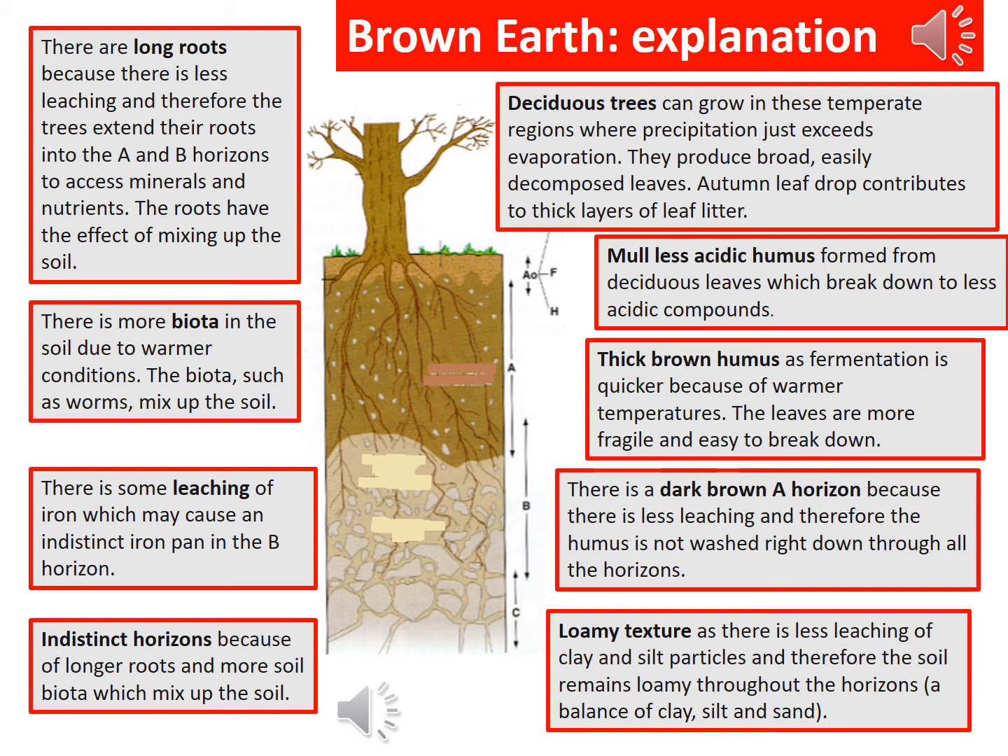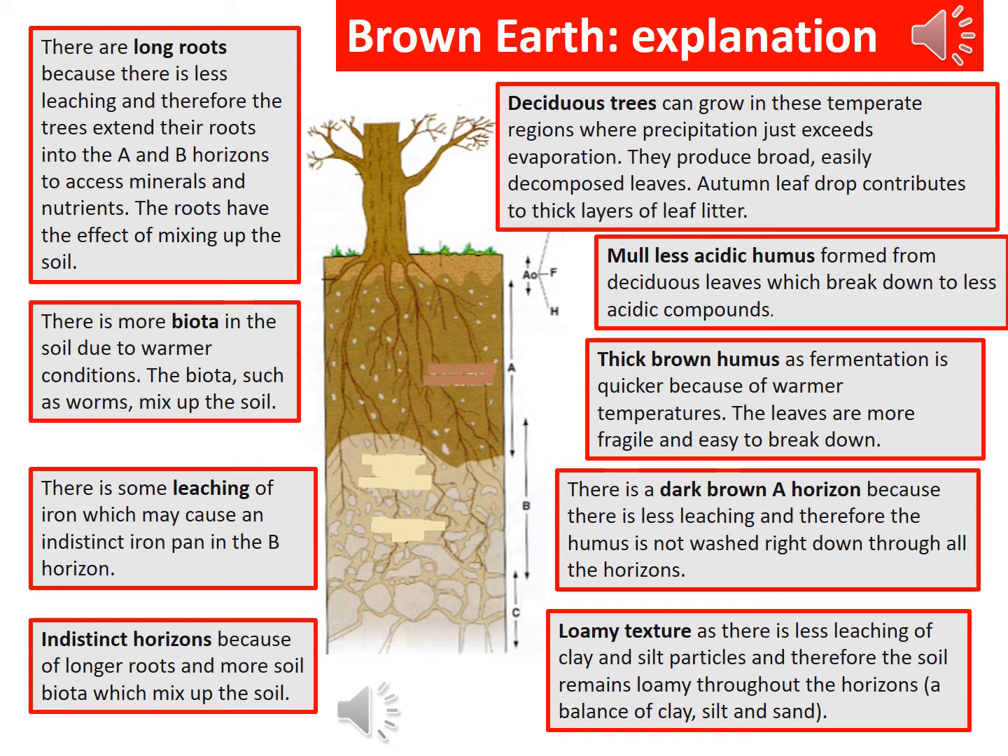The thick brown humus layer is due to the fact that we have quicker fermentation. So remember, fermentation is how quickly something decomposes. So it's quicker because we have warmer temperatures here. And the leaves are more fragile and easily broken down, so that leads back to a nice thick brown humus layer, which is less acidic.